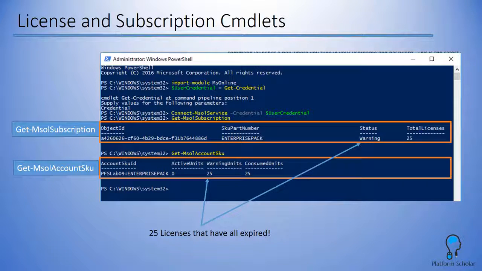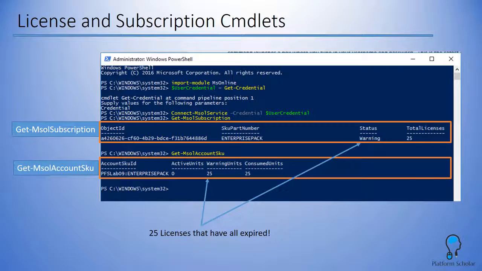Get-msolsubscription, MSOL stands for Microsoft Online by the way, lists all the license subscription purchases that you've made. So if you'd purchased licenses in multiple transactions or have mixed licensing with different plans and tiers, this command would list the names and object ID of each of them, along with the total licenses purchased and the status of the subscription. Warning means expired, but within 90 days.